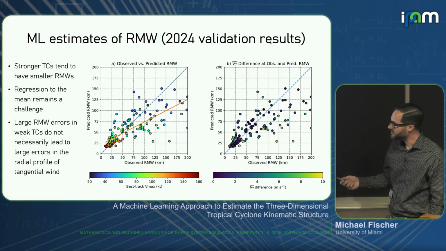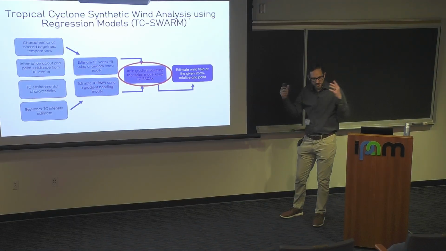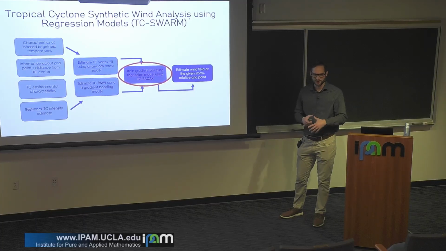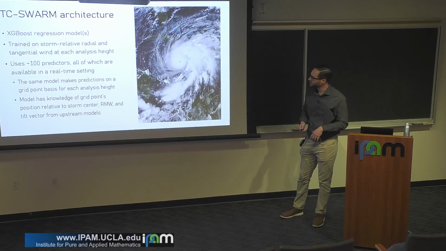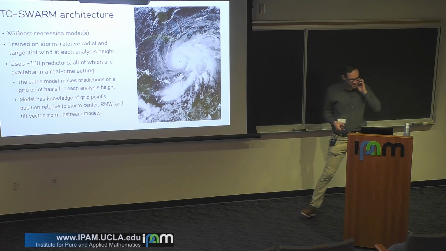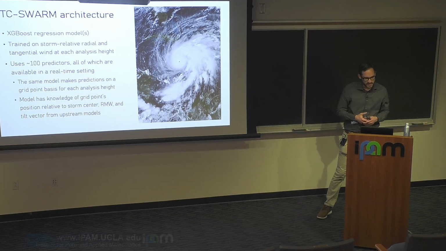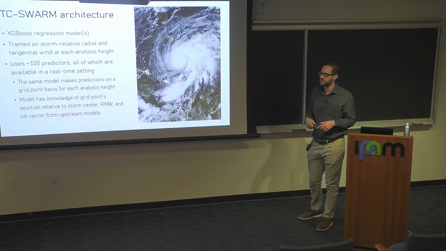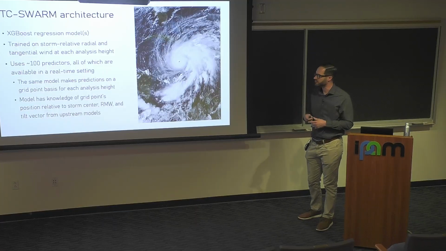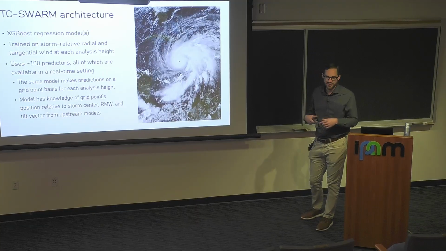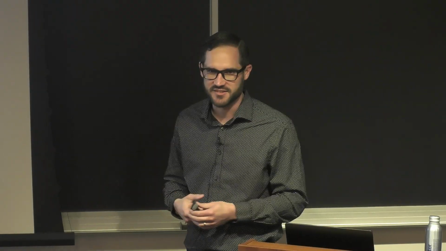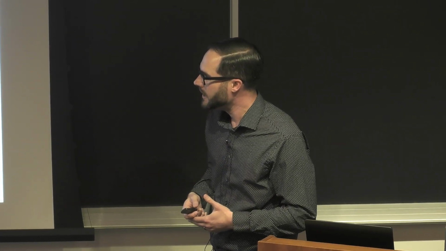Okay, so this is the last of the upstream models that are then used to finally train this ultimate TC swarm model that's going to predict these wind components in the full three-dimensional hurricane vortex structure. So, what is the architecture of TC swarm? Again, this is an XGBoost regression model. It's trained on the storm-relative radial wind components, so the wind component moving towards the center of the storm, and the tangential components, so the cyclonic flow about the vortex. I gave it about 100 different predictors, some that are pretty well known to be related to intensity and structure, some that I thought might be useful and just wanted to see what it would do with.